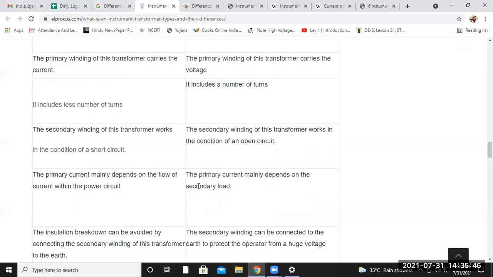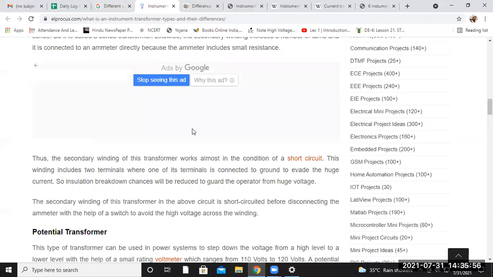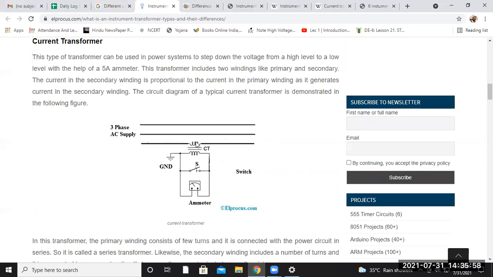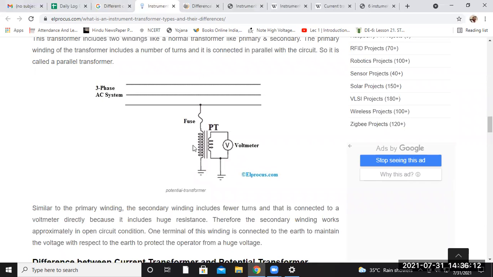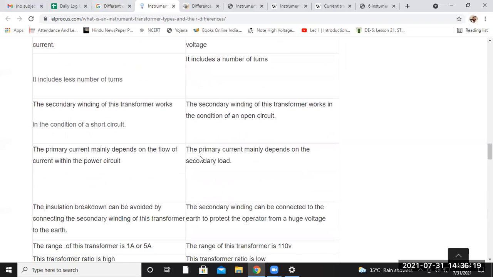Next is the primary. The primary current mainly depends on the flow of current within the power circuit. That means the current flowing in the primary number of turns will totally depend upon how much current is flowing in the three-phase AC supply. Similarly, in the case of the potential transformer, the primary number of turns carries a voltage that totally depends on how much voltage is present in this power circuit.